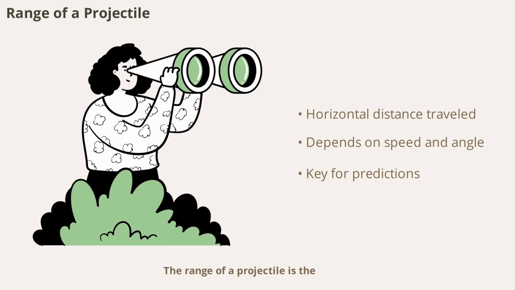The range of a projectile is the horizontal distance it travels before hitting the ground. This distance depends on the initial speed, the angle of projection, and the acceleration due to gravity. By using the equations of motion, we can derive a formula for the range, which helps us predict how far a projectile will go. Understanding range is important in sports, engineering, and even in designing safety measures for various activities.